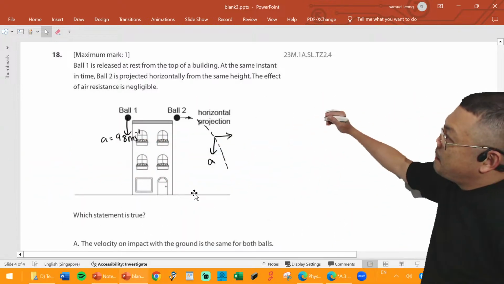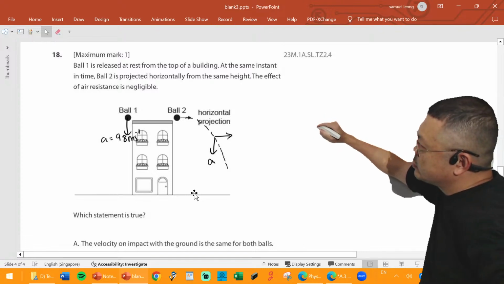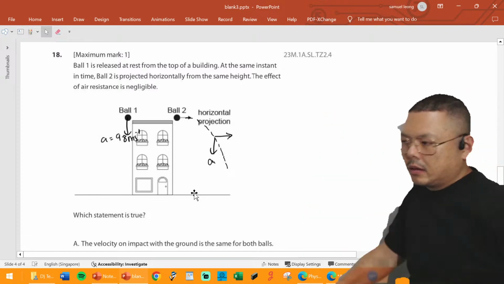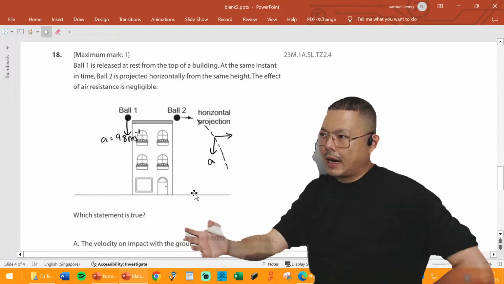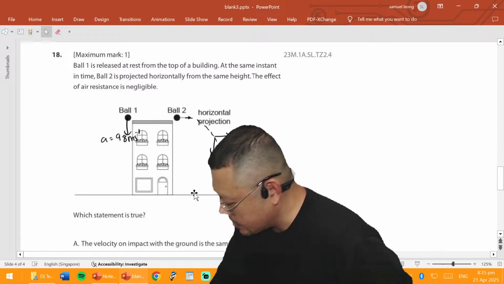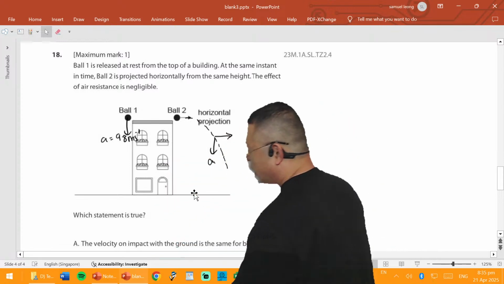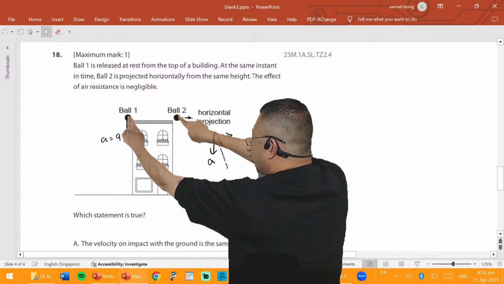Okay, ball 1 is released from rest at the top of the building. At the same time, ball 2 is projected horizontally from the same height. Effect of air resistance is negligible. Because of my lessons, you would have remembered that these two balls will hit the ground at the same time.